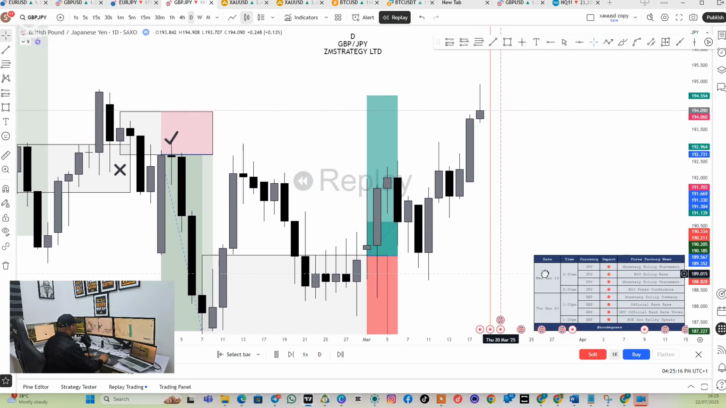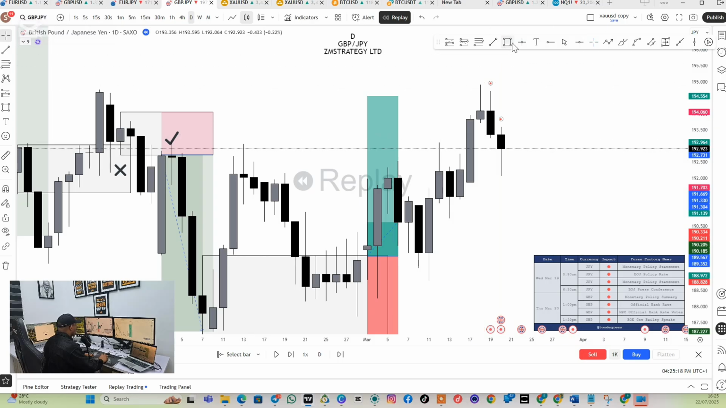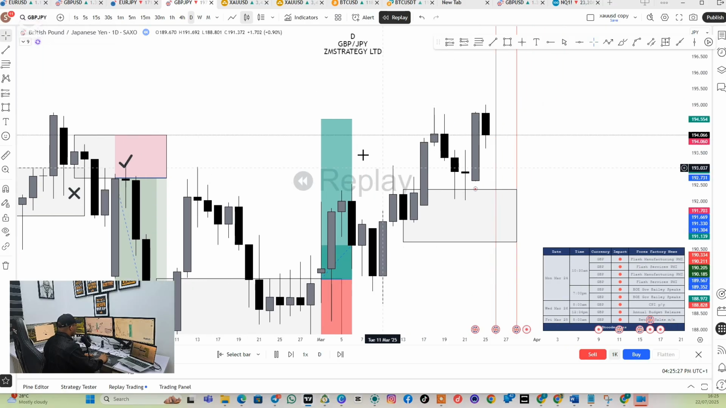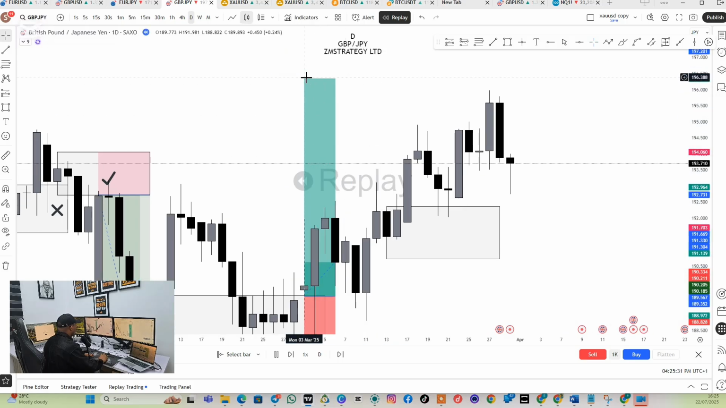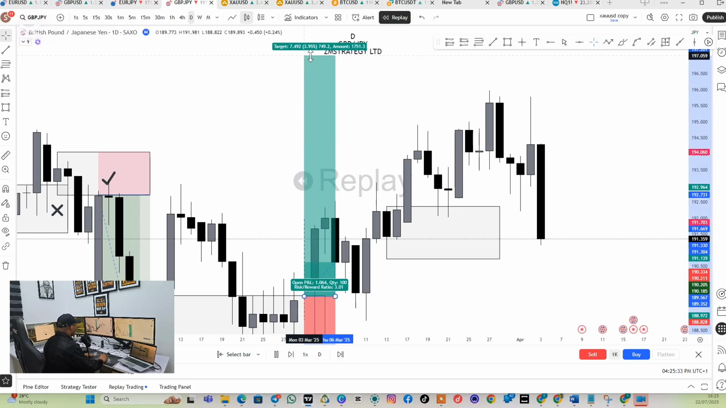So okay, it's going up. This is another engulfing candlestick here, another engulfing type 2 here. So let's see, let's go. Okay, this one's still going up. Here from this guy, here is our 1:3.